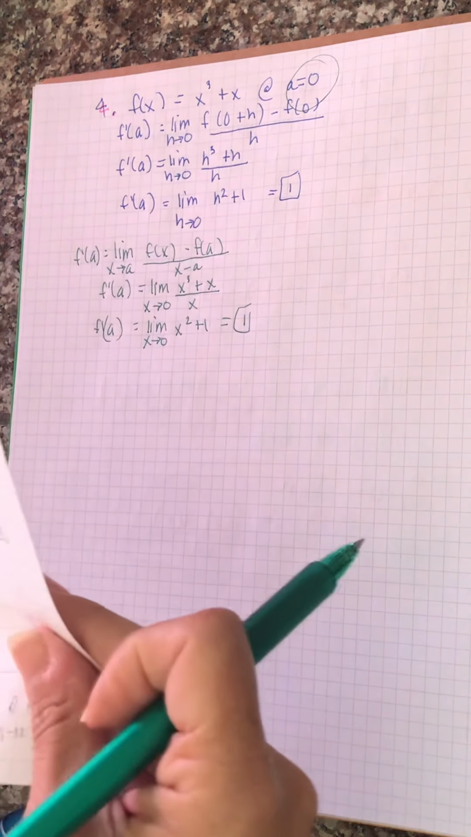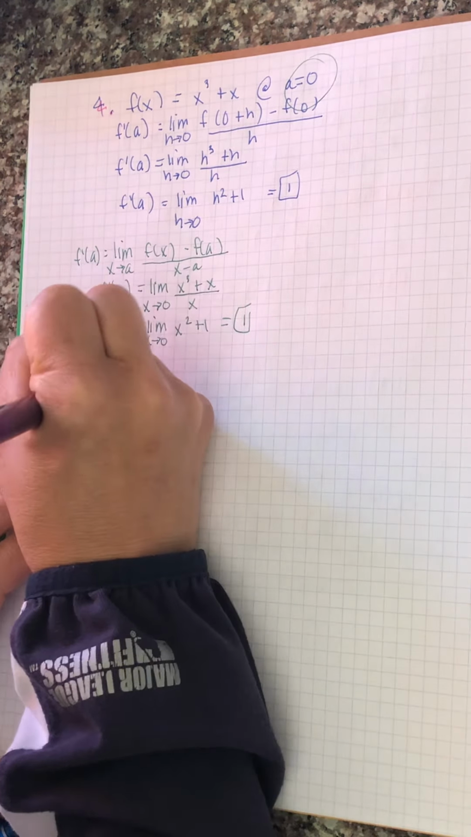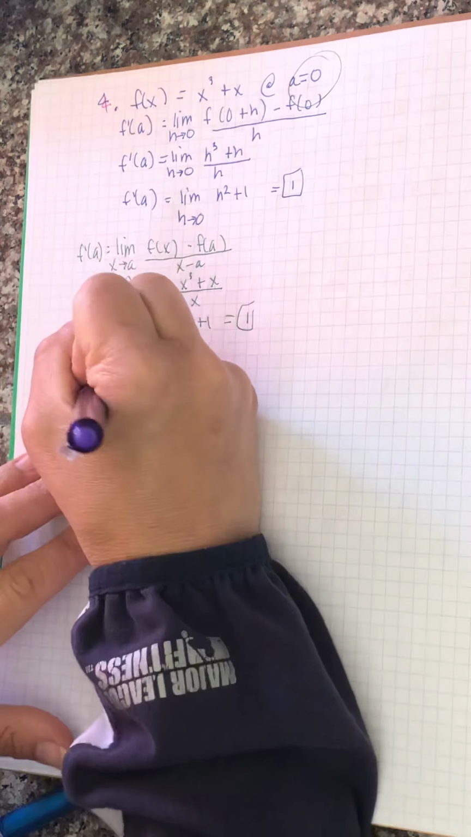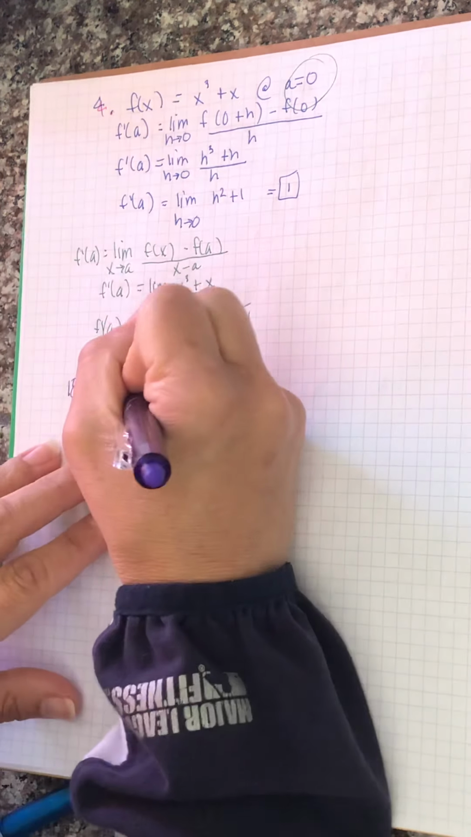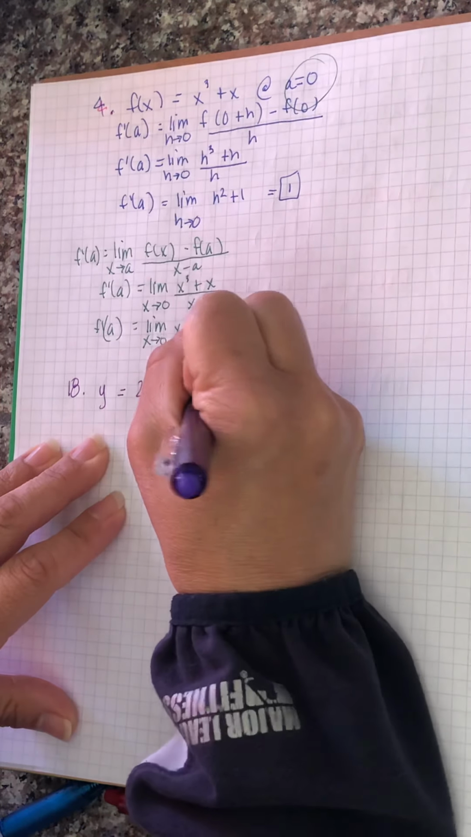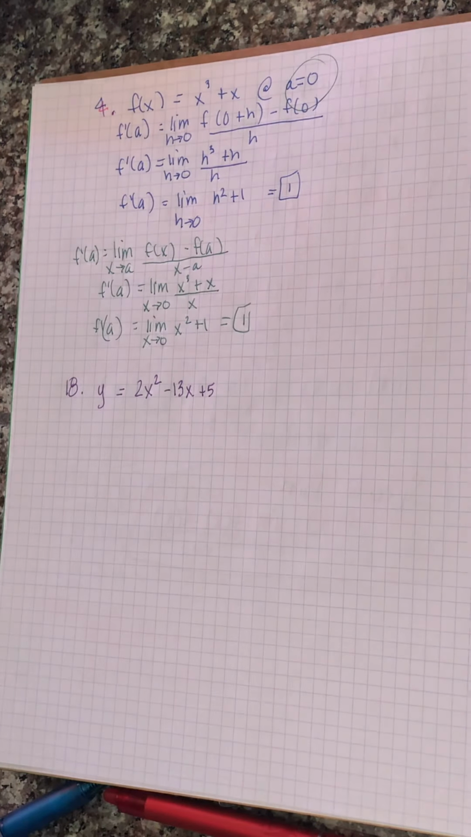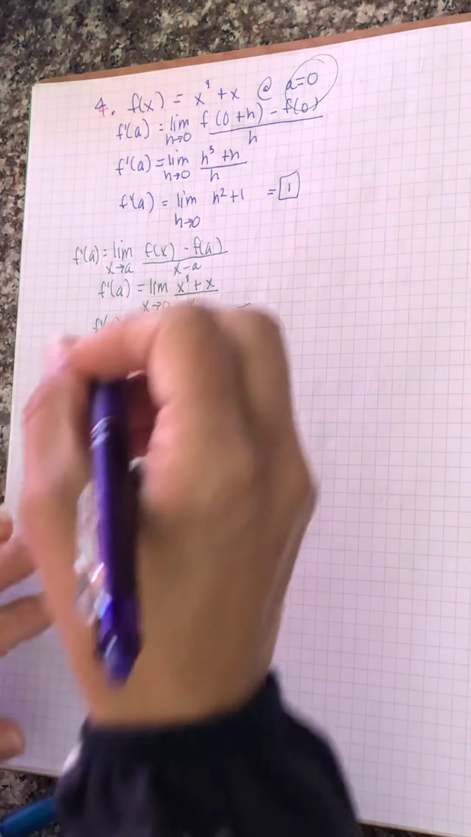Okay, let's look at number 20. It's going to take you some space on your paper, so I recommend leaving yourself a fair amount of room. Number 18 says find the derivative of the function y equals 2x squared minus 13x plus 5, and they want you to use that to find the equation of a line tangent to the curve at x equals 3.